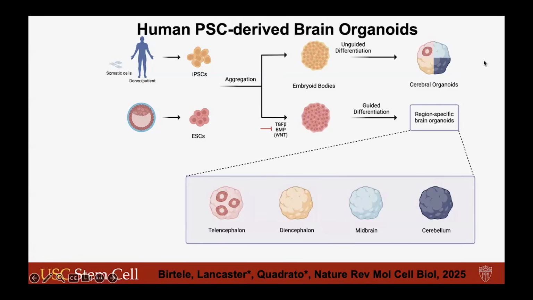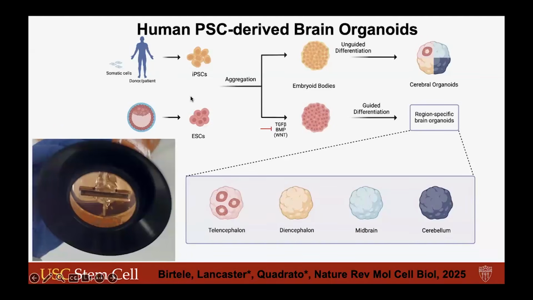There are different protocols for generating brain organoids. Some are called unguided protocols and give us the opportunity to generate organoids that contain many regions of the brain. Then there are guided protocols that allow us to generate region-specific brain organoids. Now, what do these organoids look like? You can see here a graduate student in my lab holding a flask with brain organoids, and this is how they look. They are about 1-2 millimeters in diameter, and they look like lentils, basically.